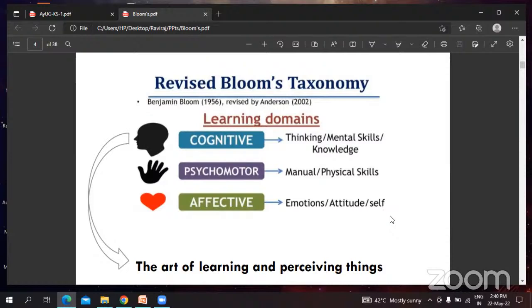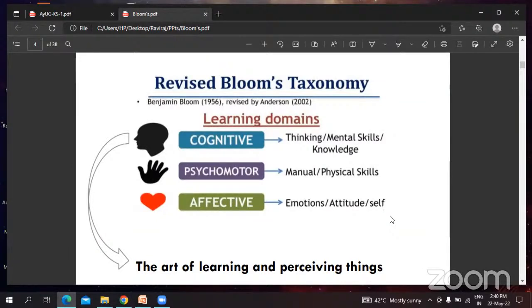And there is a third domain which is called the affective domain. The affective domain is related to the emotions of a student, what type of attitude he or she has, and what type of person he or she is.